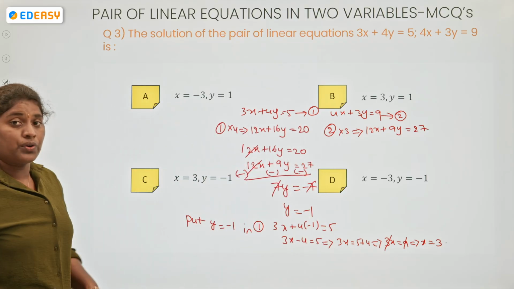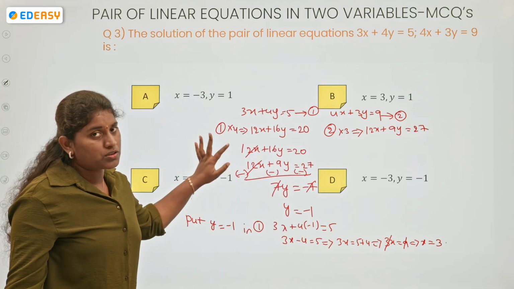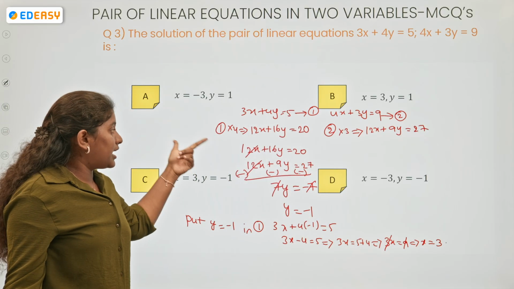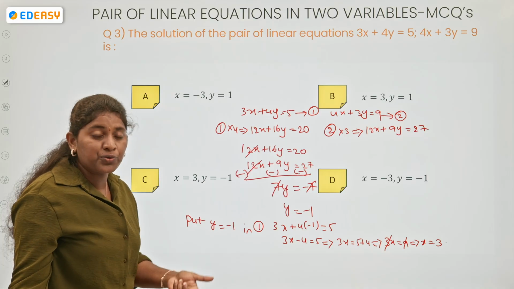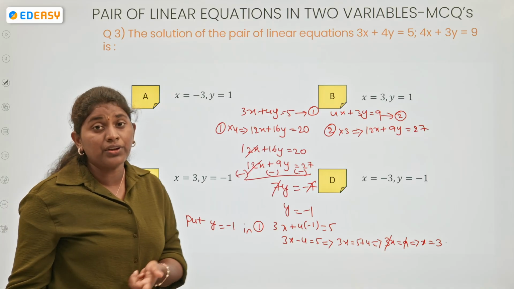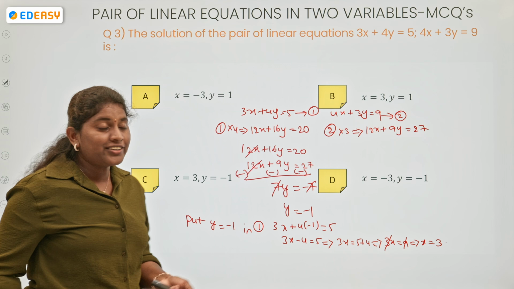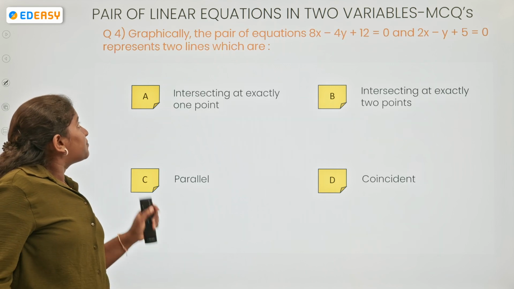So it will be very simple if you are taking the cross multiplication. Clear? Here I am going for the elimination and you can go for the cross multiplication also. It's your wish. Understood? Now let's solve the next.